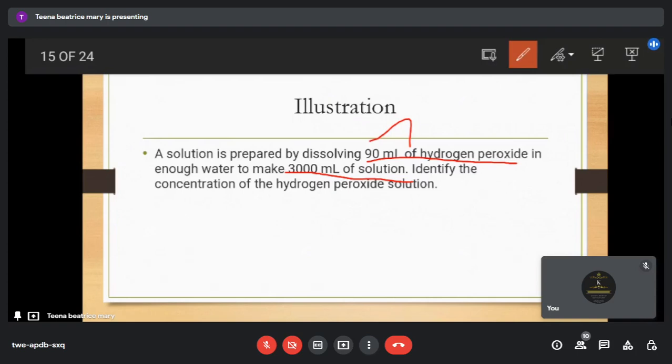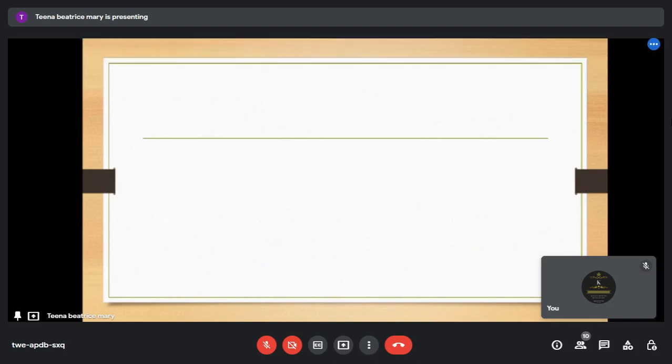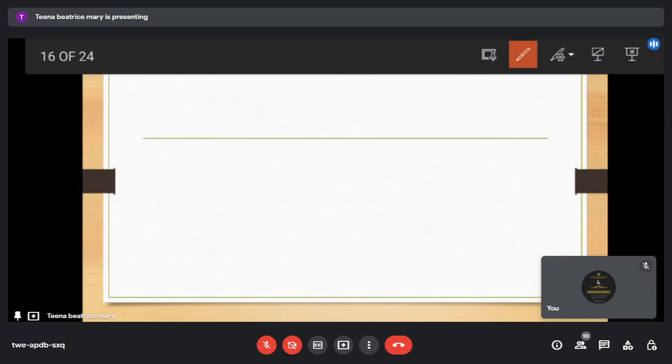H2O2 is mixed in water. We have to identify the concentration of hydrogen peroxide, that is, how much of it is present. So again we go with the volume of solute. What is the volume of solute? 30 ml or 90 ml? 90 ml.